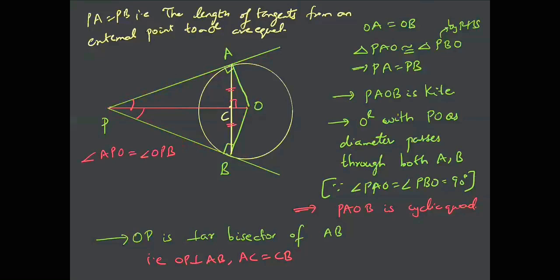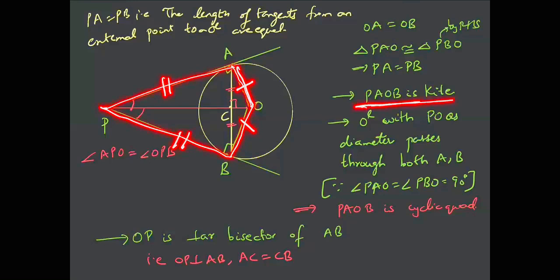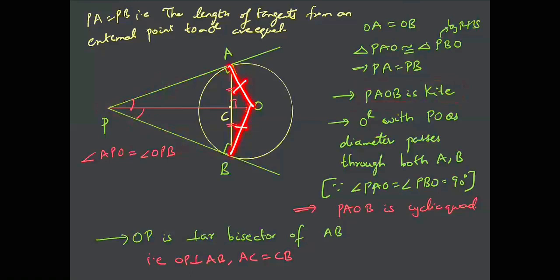So next, let us observe that this quadrilateral PAOB is a kite, because OA is equal to OB and PA is equal to PB. So both the pairs of adjacent sides are equal. So this quadrilateral PAOB is a kite, because both the pairs of adjacent sides are equal.